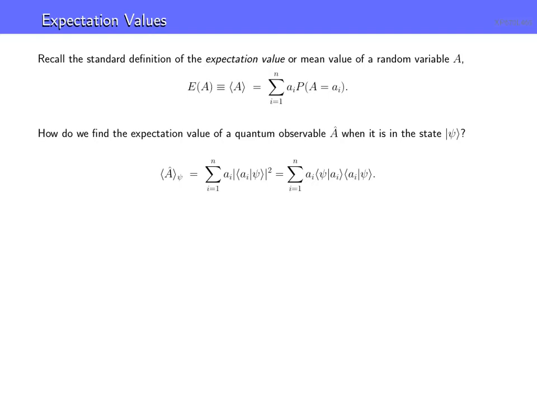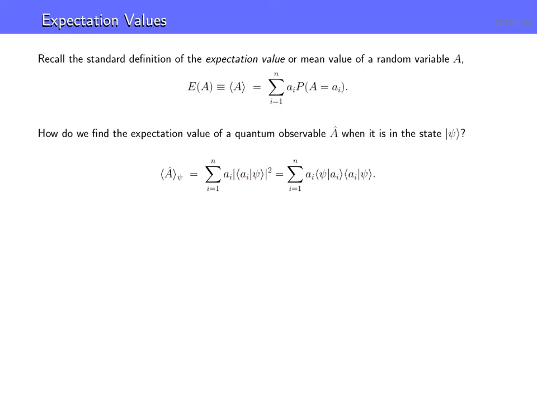Now, all we do is use the Born probability rule. We just substitute the probability that the outcome is A_i, and remember how we do that. It's the state psi, and we multiply by the bra for the particular outcome, and we take the modulus square. And we sum over all outcomes. So that's how you do it.